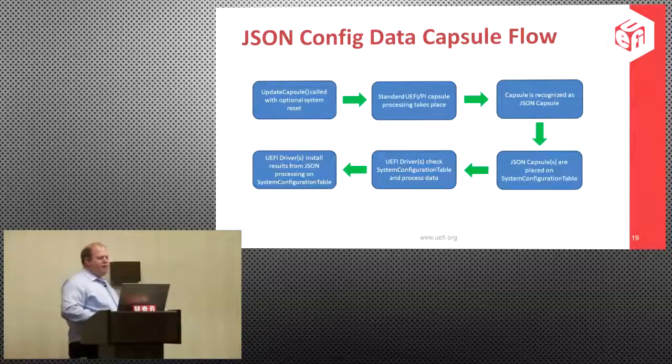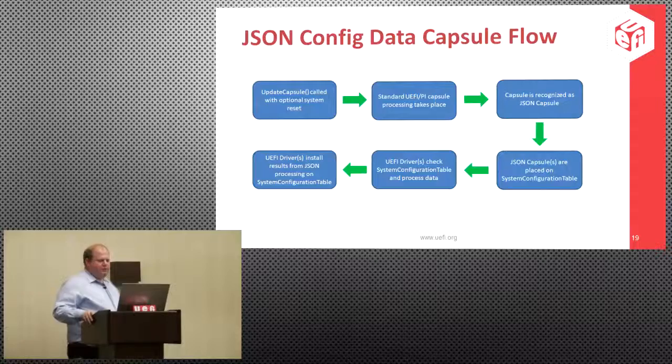The standard UEFI PI capsule processing takes place because this isn't the only form of capsules. They're all processed at the same place. The capsule is recognized as a JSON capsule. The JSON capsules are placed on the system configuration table. It can provide you more than one if you have more than one consumer of JSON data, as an example. And the spec goes into detail of how you provide basically either a single pointer to a JSON data, or you provide a size and then a number of pointers next to it, pointing to all the different capsules.